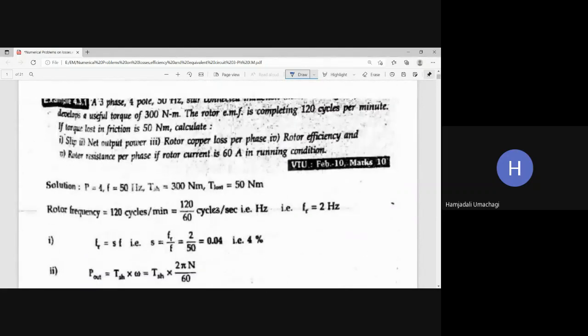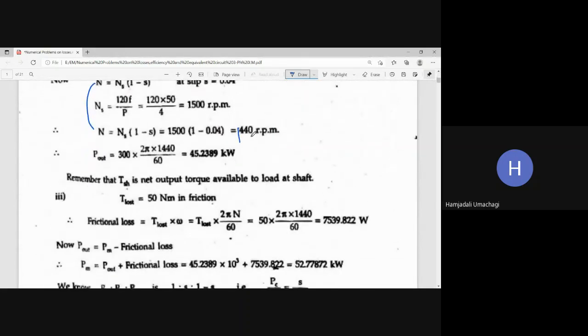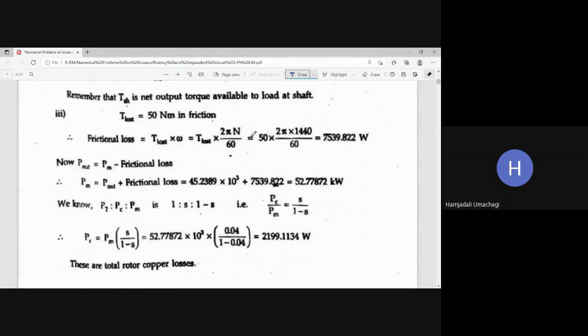Now let us calculate rotor copper loss per phase, that is I square R losses, the losses at the rotor side. In order to calculate that, let us see the explanation here. The torque lost because of the friction is T lost equal to 50 Newton meter, and therefore the power because of the frictional loss, P frictional, you can call it, is nothing but T into omega.